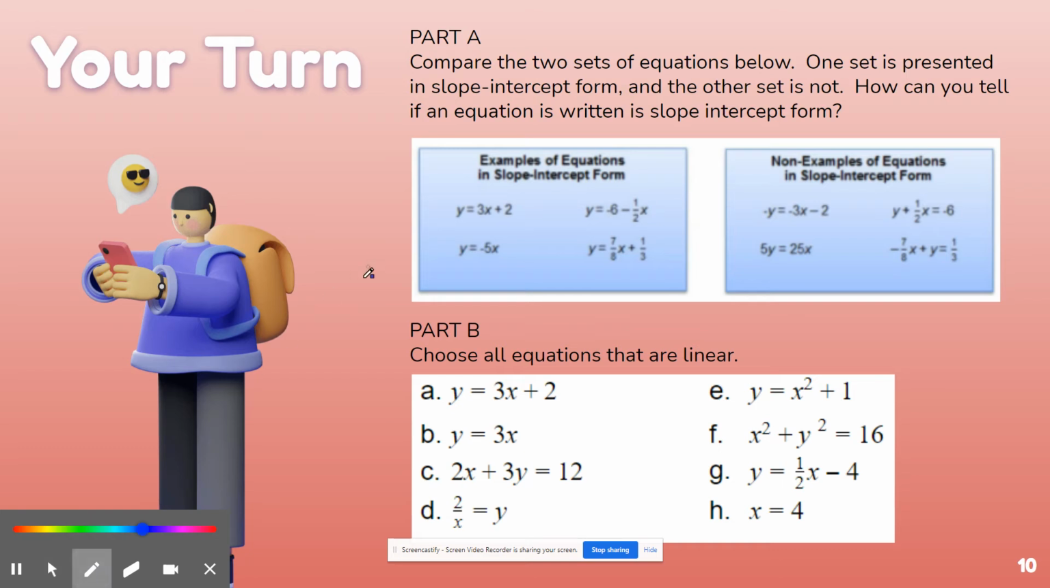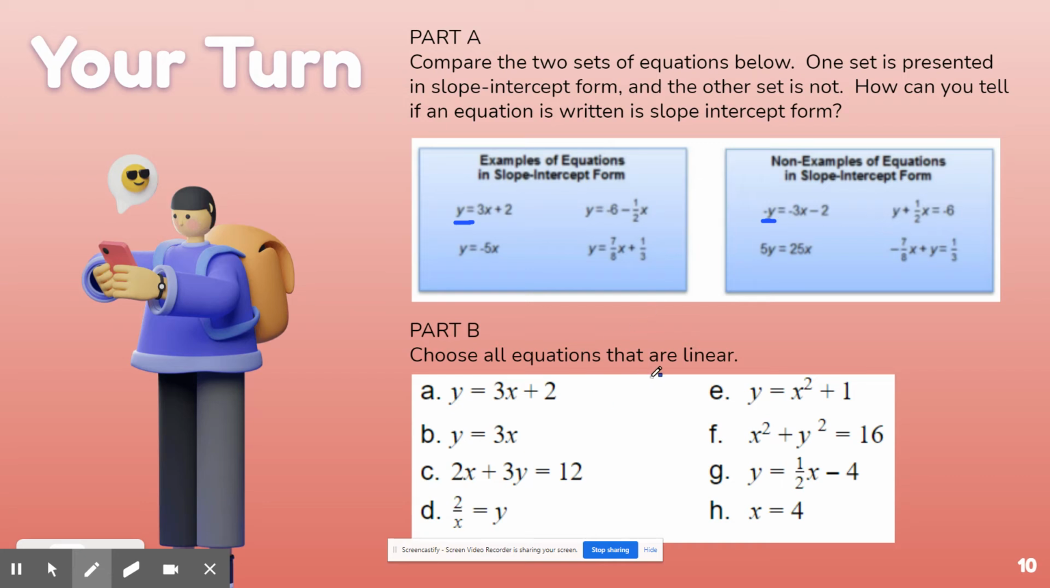For this part, I do want you to take a look at this. This is examples of equations written in slope-intercept form. Notice how they all start. These are examples of things that are not in slope-intercept form. What has to happen for it to be in slope-intercept form? How does it have to start? It has to start y equals. If it starts anything else, even negative y, automatically means it's not in slope-intercept form.